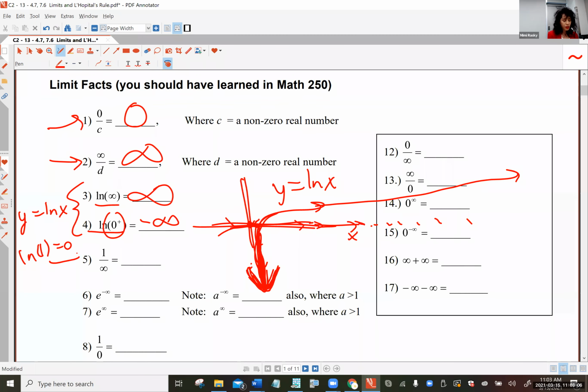Okay, number 5, what's 1 divided by a very, very, very large number? Infinity could be your favorite large number, like 5 zillion. It's essentially equal to what? When you have a fraction with a super large denominator. 0. Yeah, 1 over infinity is equal to 0. Please memorize these. I'm begging you. If you don't, the rest of the semester will not be fun for you.